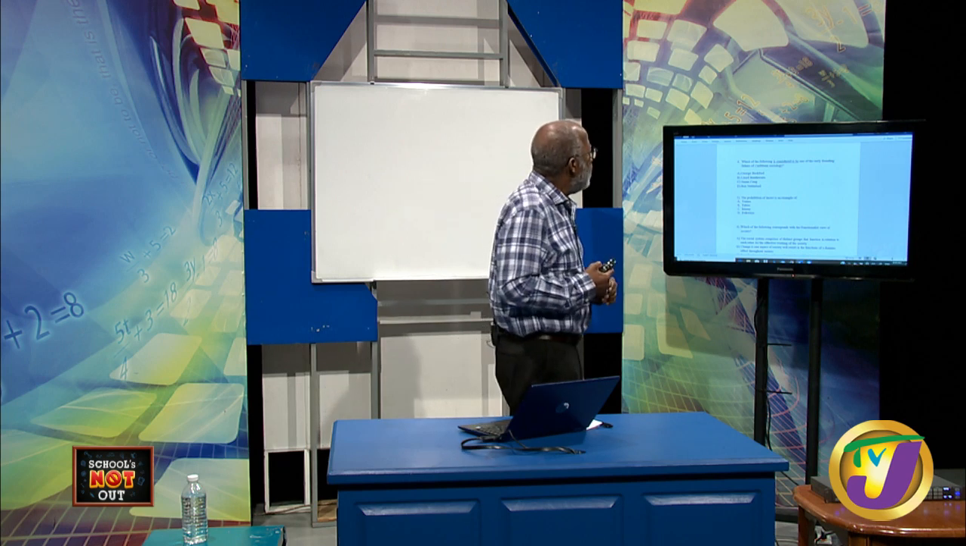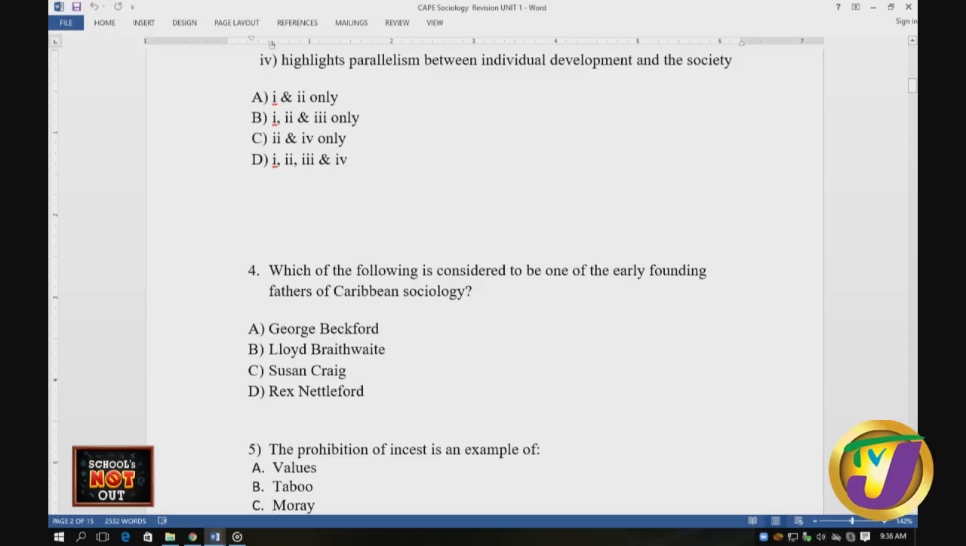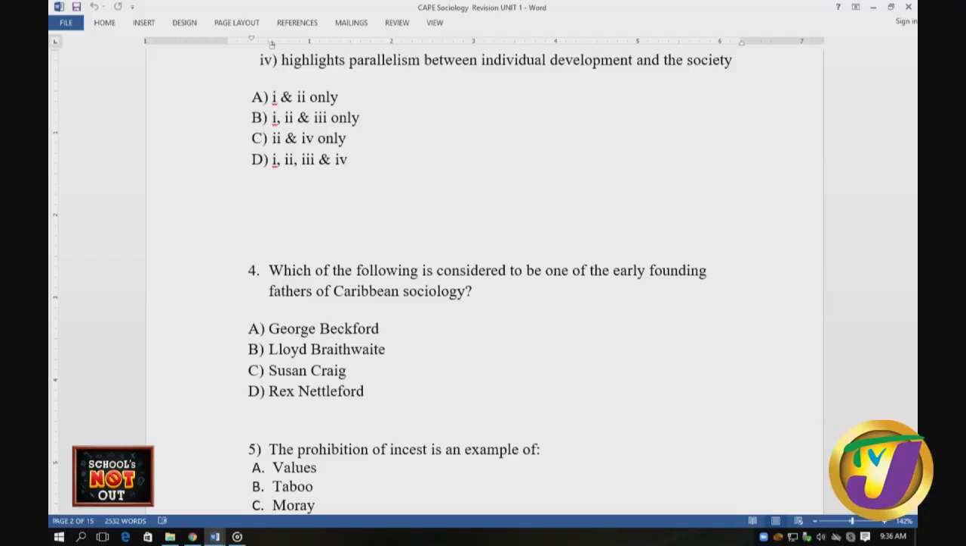Question 4. Which of the following is considered to be one of the early founding fathers of Caribbean sociology? Of course, when we come to look at the issue of gender, people will say, but why a founding father? Why not a founding person? Founding father suggests that it must be a man. So we have George Beckford, Lloyd Brathwaite, Susan Craig, and Rex Nettleford.